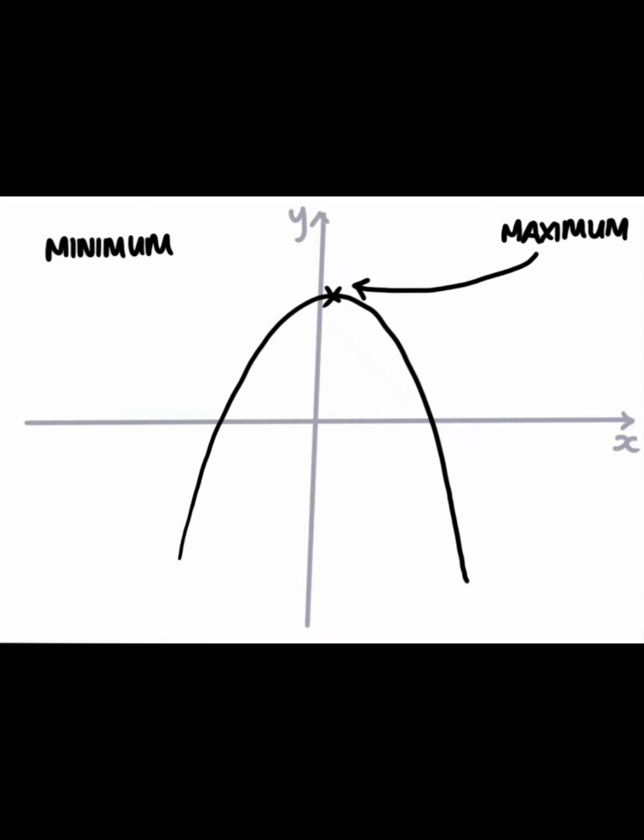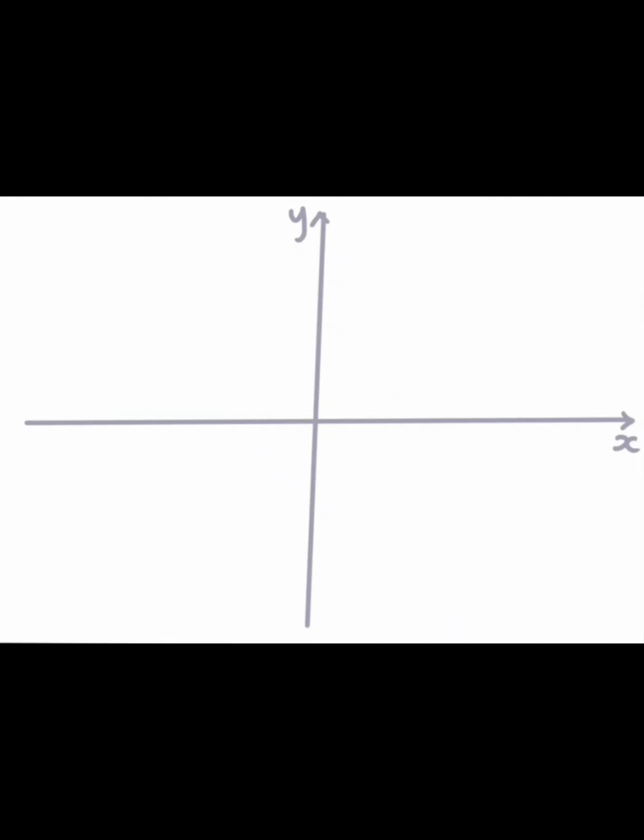Sometimes the most common question that you will get with turning points is to find the coordinates of a turning point. So the best way for you guys to understand how to work out the coordinates of a turning point is if we just go through an example. So for example, you might have a question like, find the coordinates of the turning point on the curve with the equation y equals 2x squared plus 8x minus 9.